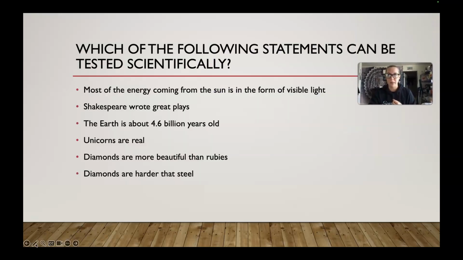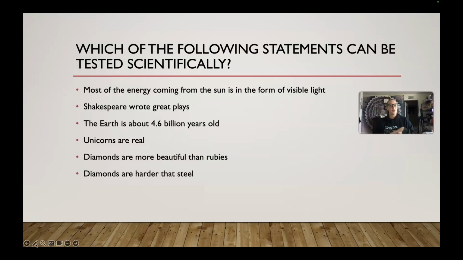Next up: which of the following statements can be tested scientifically? So this is a pretty interesting little exercise that we can do. I have several bullet points here, and we're going to work through each of them individually. This first bullet point: most of the energy coming from the sun is in the form of visible light. Can we test this idea?